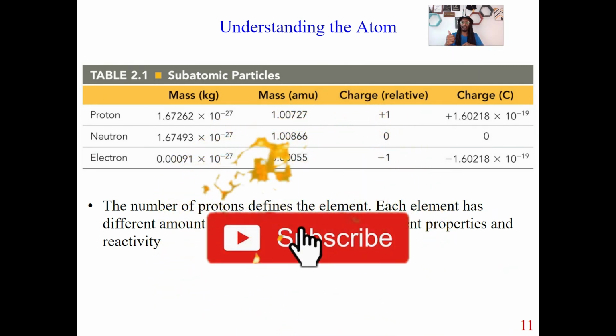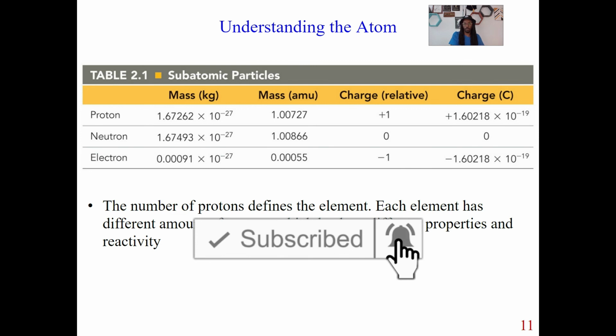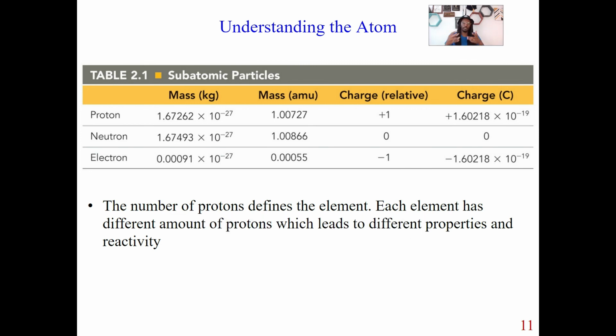All right, each element has a different amount of protons. So this is how those elements have different properties. And this is just a summary of this atom here: protons, neutrons, and electrons.